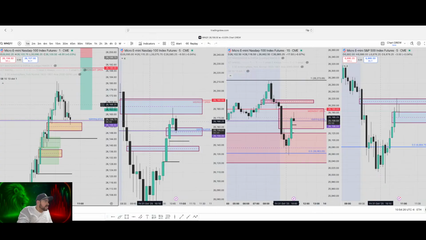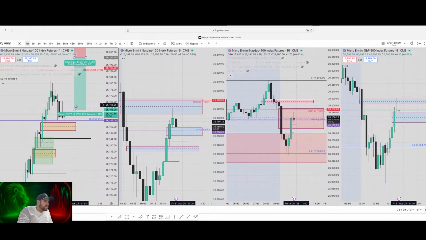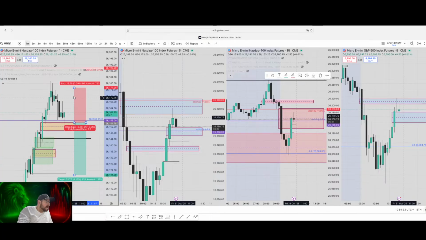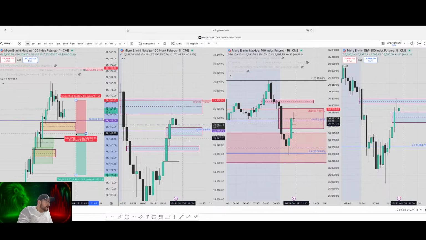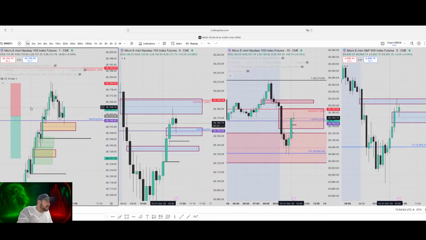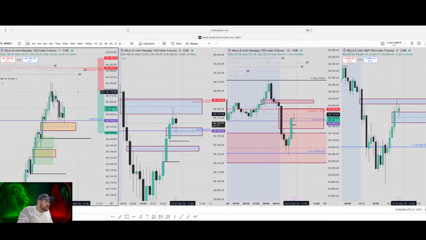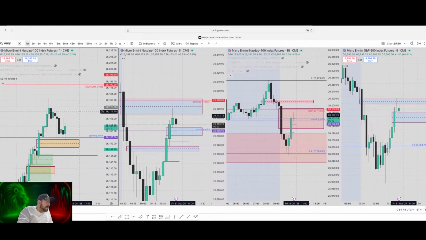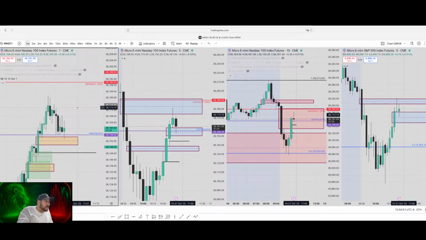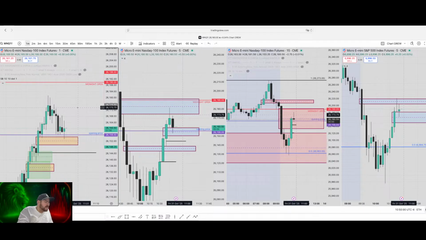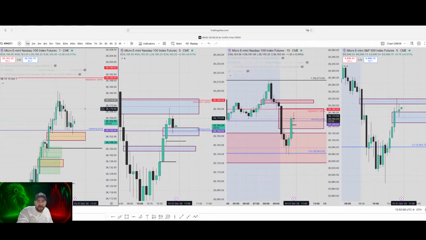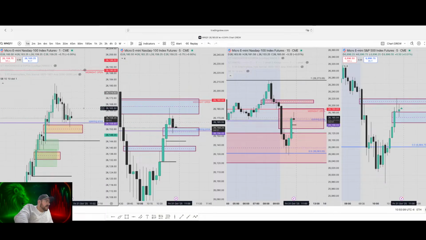Okay, so I want to see this candle right now close past it. If we get this candle to close past it, it'd be good. If not, then it's not ready yet. We'll wait for it to be ready. Let's see. Nope, not yet. Not yet.